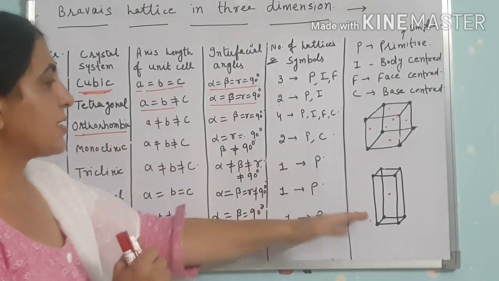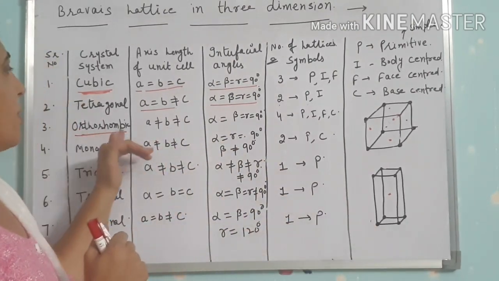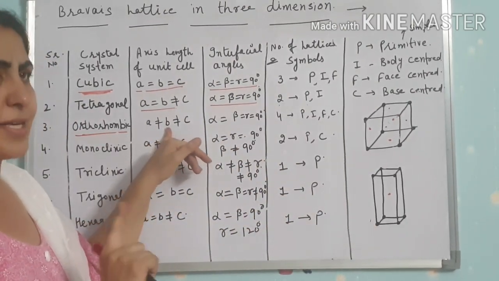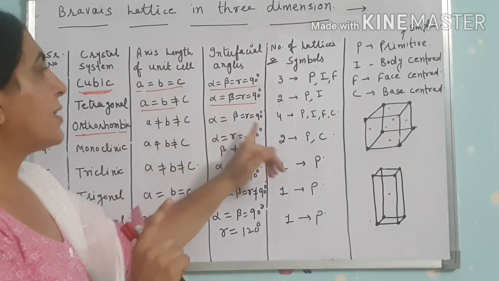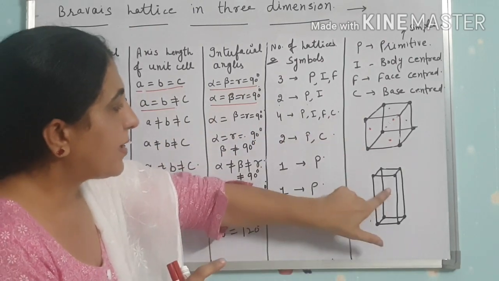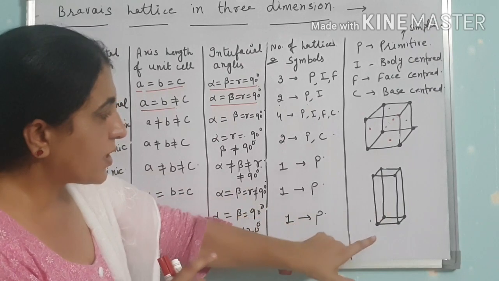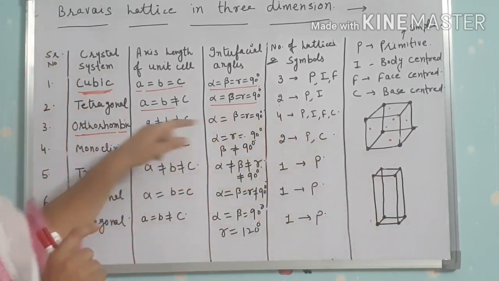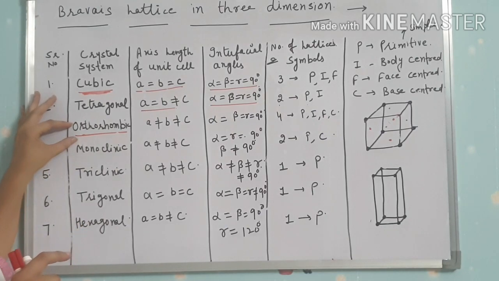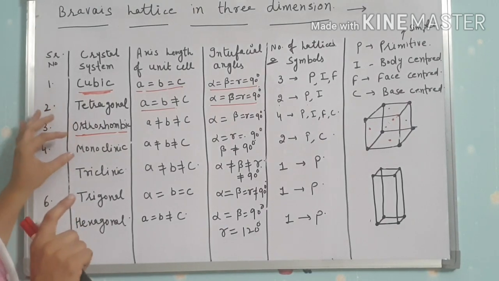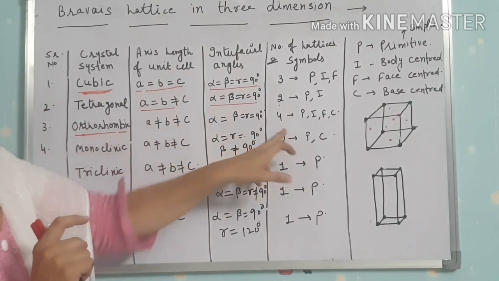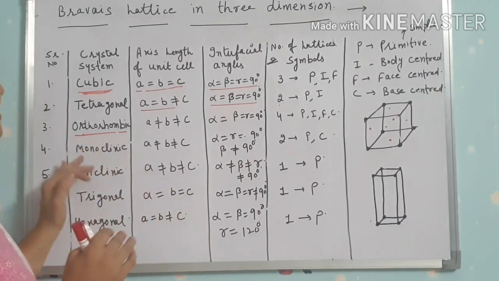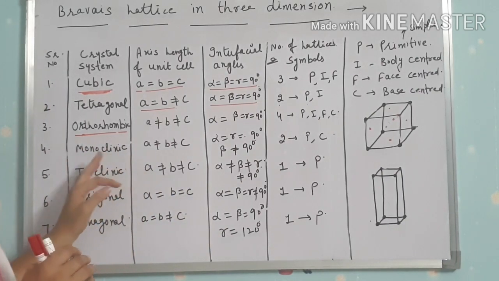Clear? Like this, if we consider orthorhombic, here A is not equal to B is not equal to C. Then in base centered, there are atoms at the corners and also at the bases. One is here and the opposite one is here. So this is orthorhombic. Clear? 4 types of Bravais lattice in this case. Then is the monoclinic.